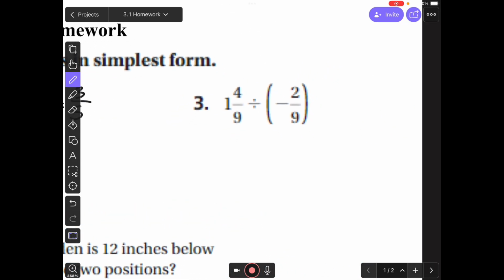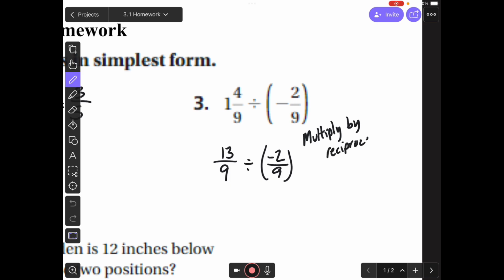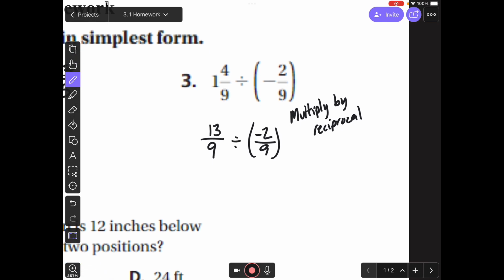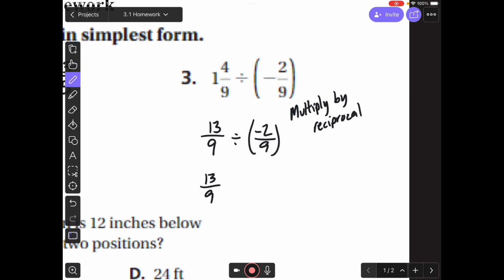For this one, I have a division sign, so first of all, I need to make this mixed number into an improper fraction. 9 times 1 is 9, plus 4 is 13, divided by -2/9. Remember, for this one, we need to multiply by the reciprocal. Multiplying by the reciprocal gives us this.